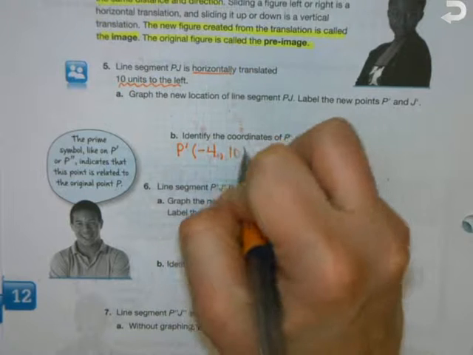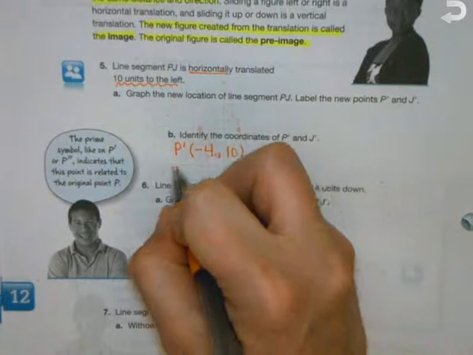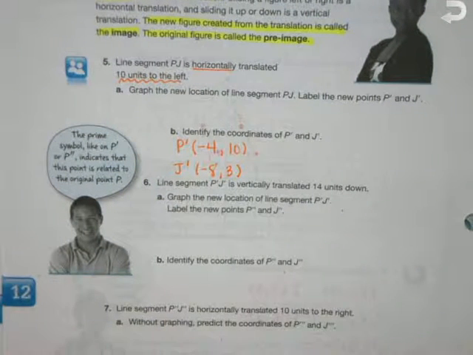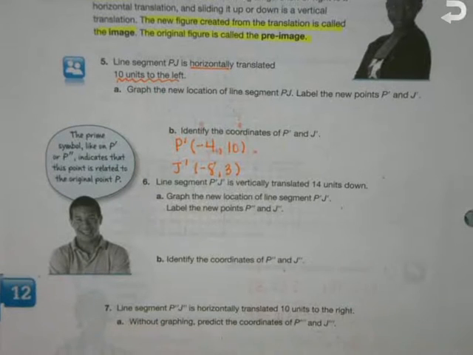So really quickly, what do you notice? When we moved the coordinates to the left, what changed? The X's or the Y's? Just the X's, because we're moving it side to side. Okay? So the Y stayed the same.